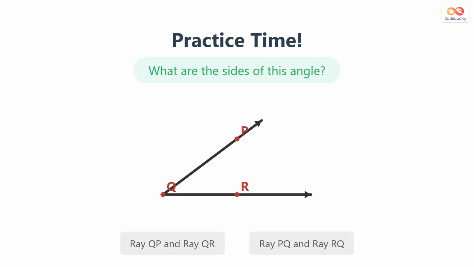Now let's identify the sides. Remember, sides are rays starting from the vertex. In this image, what are the two sides of the angle?